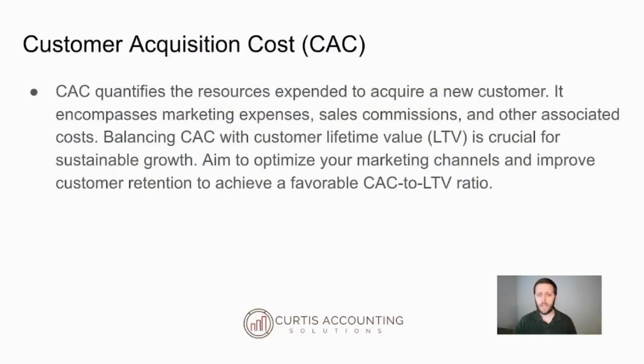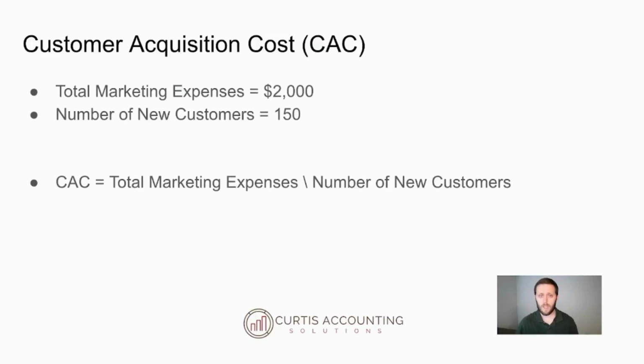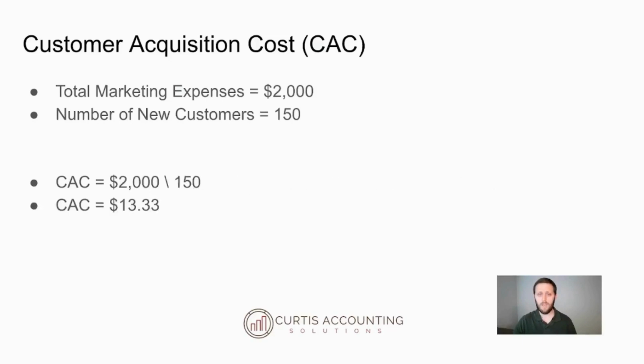So let's go ahead and calculate this for our example of selling shoes. We're going to assume that you've spent $2,000 on marketing efforts in the given month. That's the accumulation of commissions, marketing, paid ads, and every other marketing activity and effort. And you've acquired 150 new customers that haven't come and bought anything from you yet. Doing a little bit of math, that can be calculated as just taking the total marketing expenses divided by the total number of new customers.